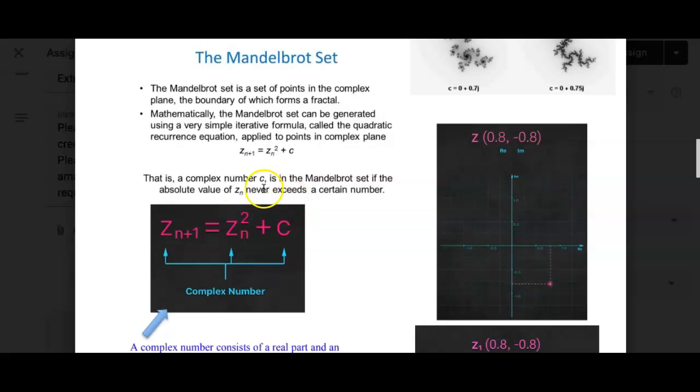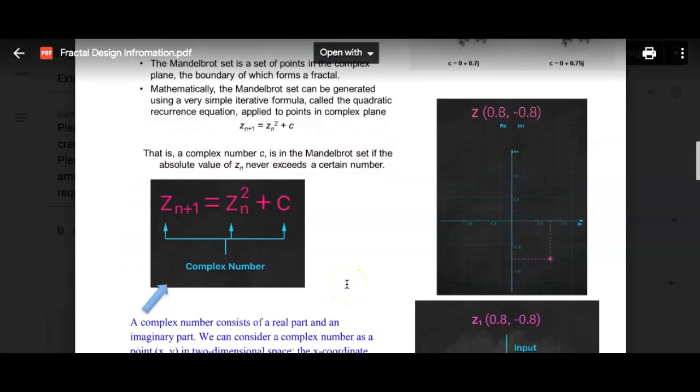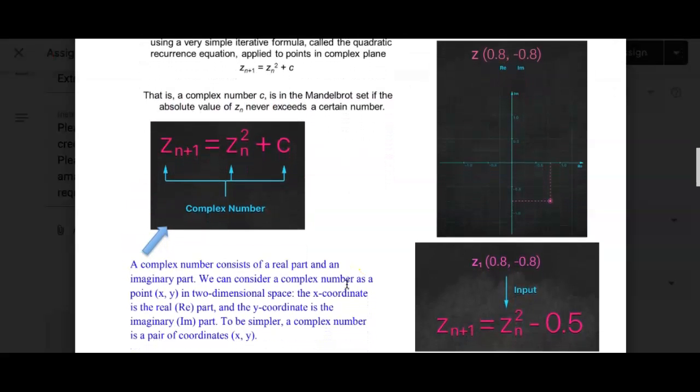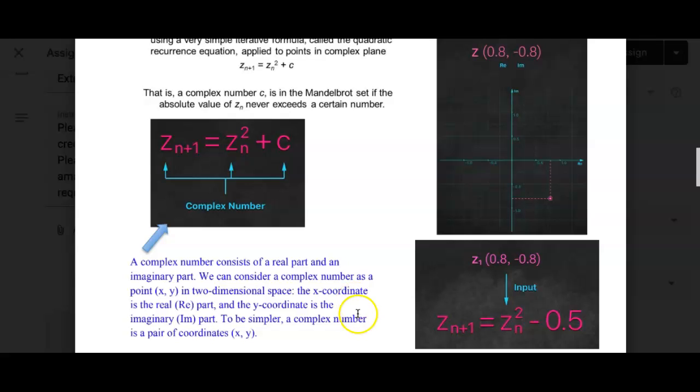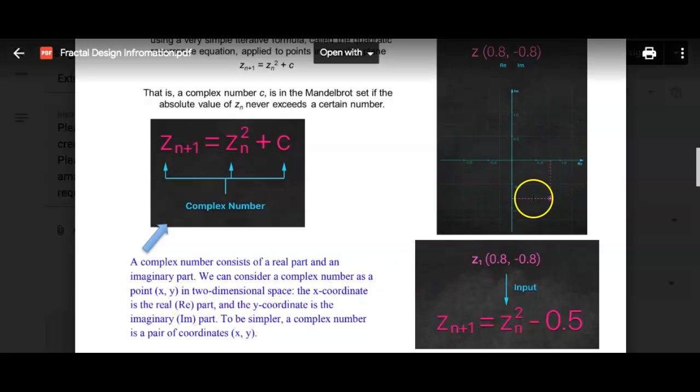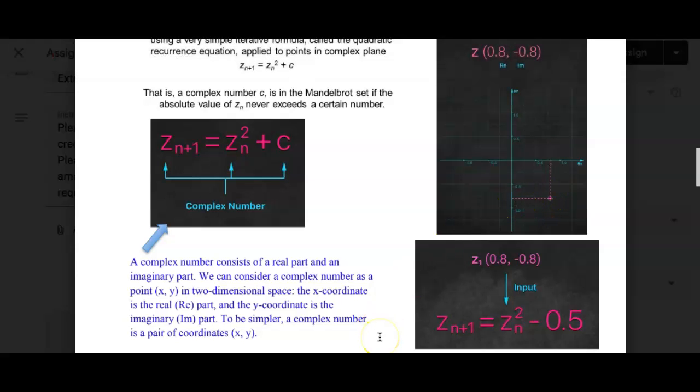Okay, so we're looking at a complex number here, and a complex number consists of a real part and an imaginary part. We can consider a complex number as a point, like x, y, in a two-dimensional space, so the coordinates of a point. I don't know if you guys have studied graphing in any math classes yet. This mathematical portion of the assignment may be a little too advanced for some of you.